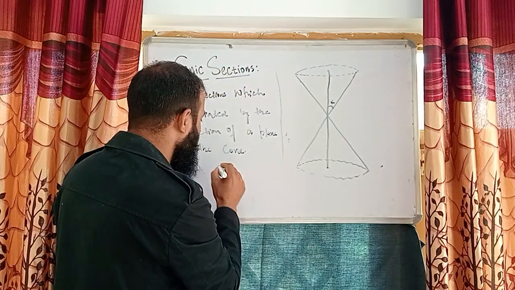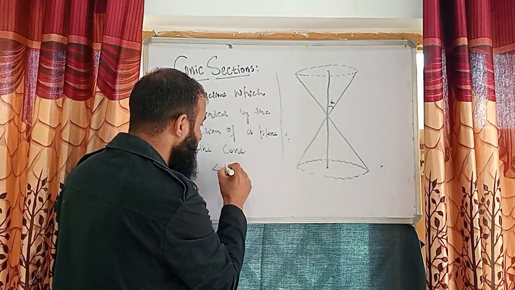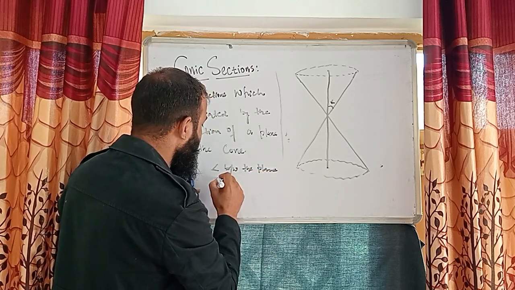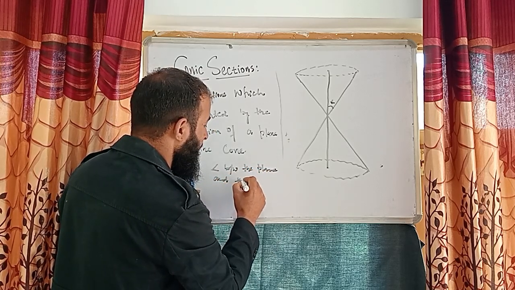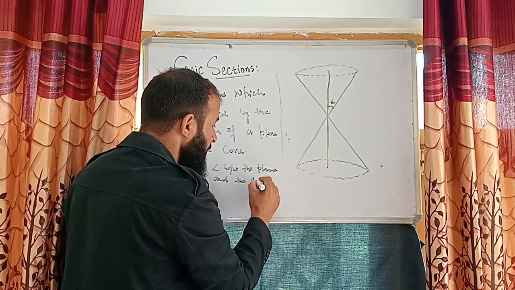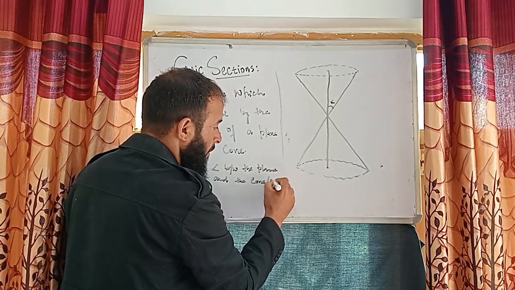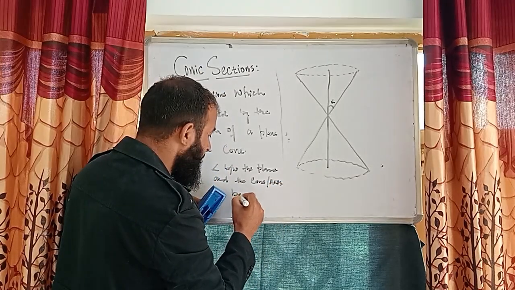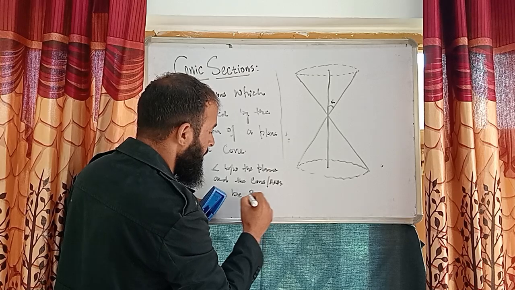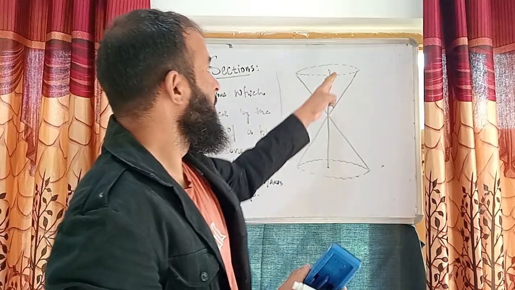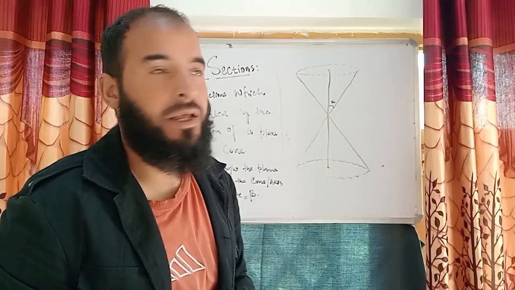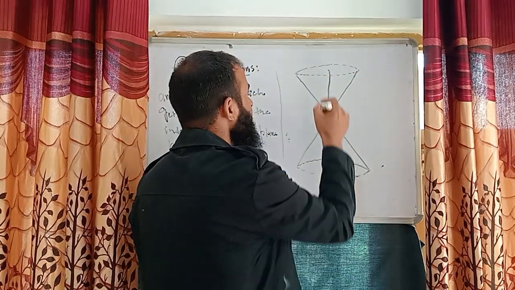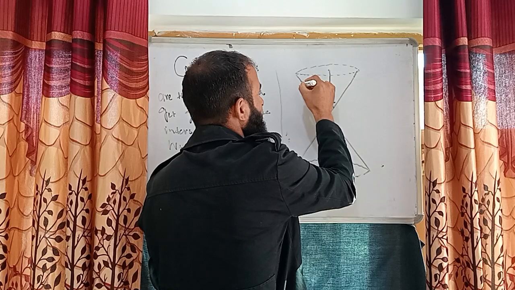Suppose the angle between the plane and the axis of the cone is beta. Let beta be the angle between the plane and the axis of the cone. Now there will be different orientations.